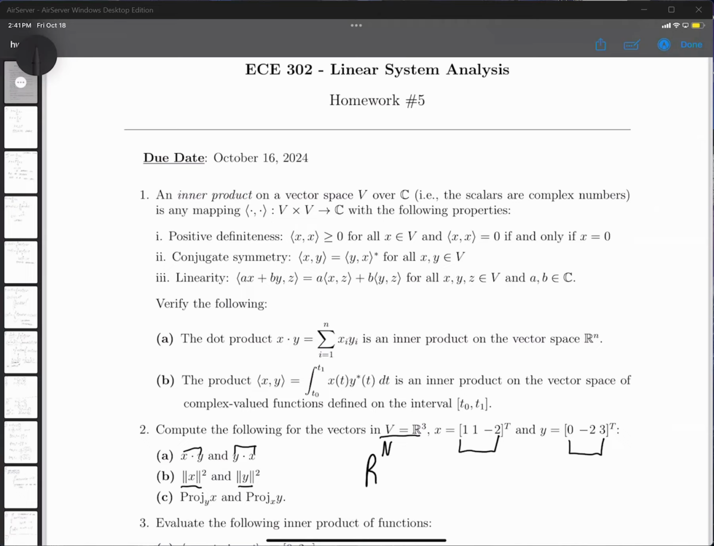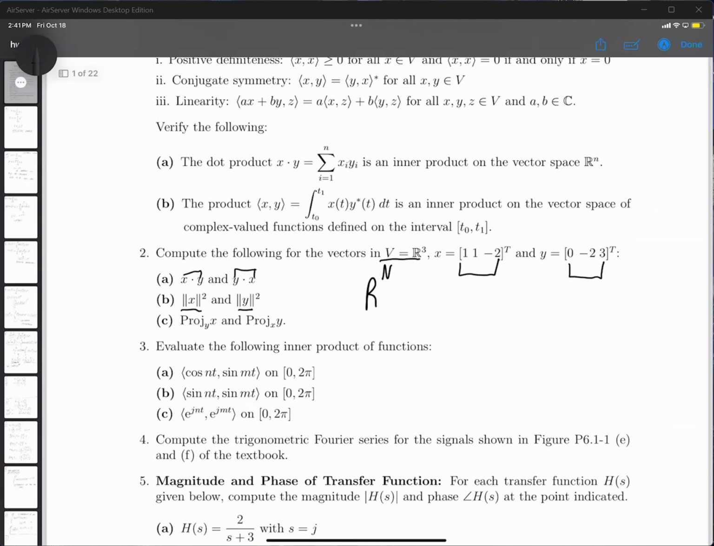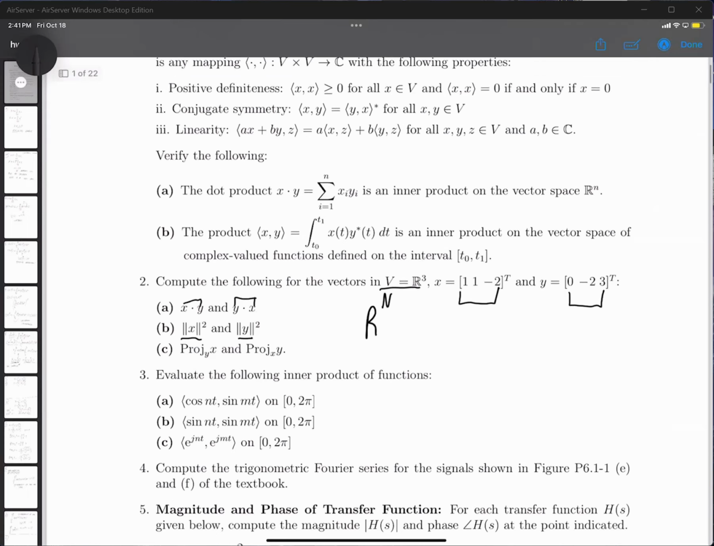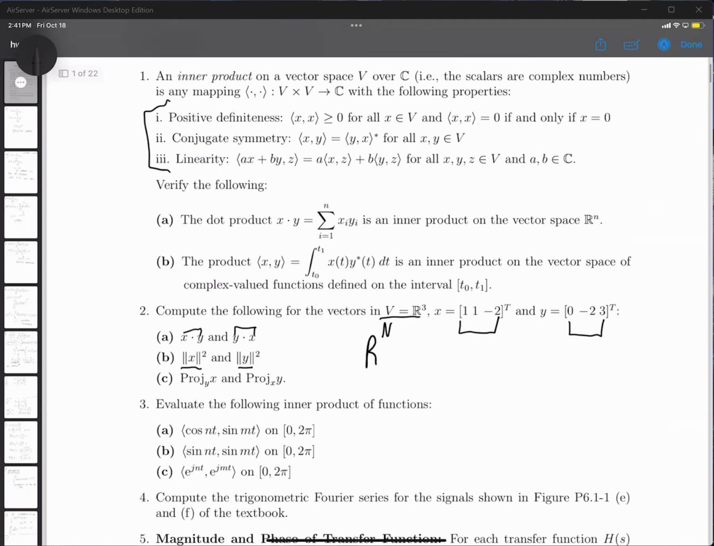Anyways, when you're doing the inner product of something, you're comparing it to something like R of n, which is, let's say, all the dimensions. That's what you're comparing the inner product to using these tests. And when you use these tests, then you can determine if it is a proper inner product.